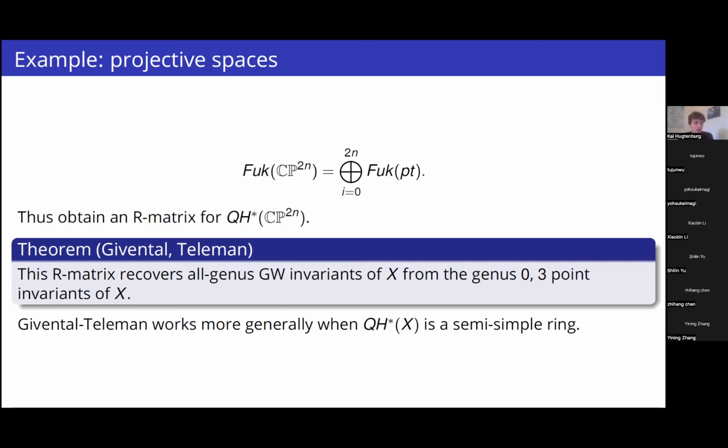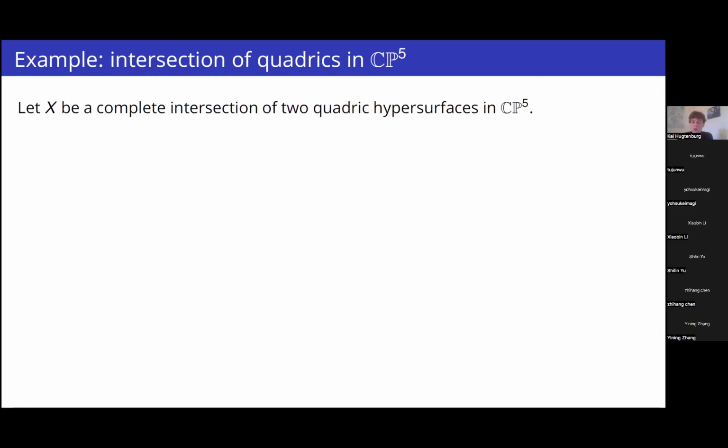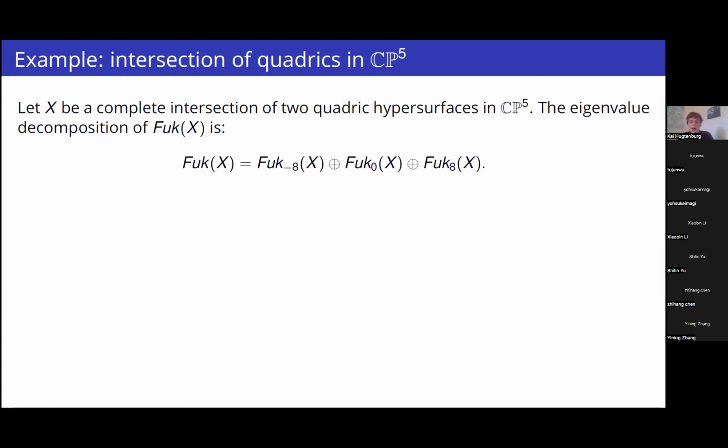But my conjecture is interesting because it will extend beyond the case of semi-simple quantum cohomology. So the example I care most about is the intersection of quadrics in CP5. You take CP5, take two quadratic hypersurfaces, intersect them, that will give X. In this case, you get the eigenvalue decomposition of the Fukaya category, so that's like this Fuk sub W. We have eigenvalue -8, eigenvalue 0, and eigenvalue +8.